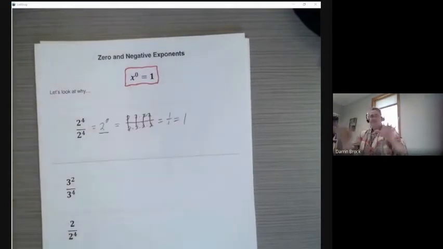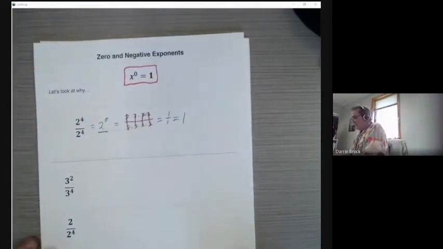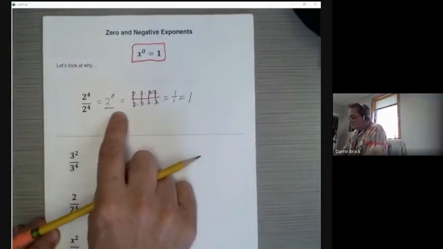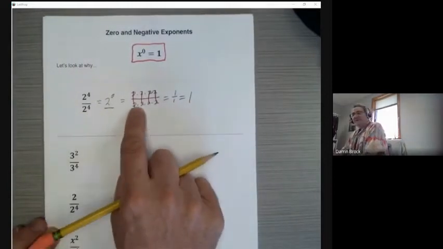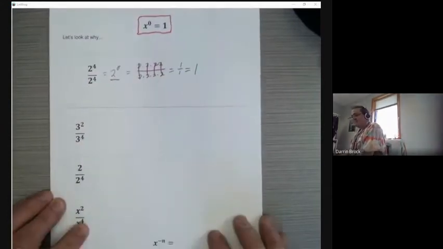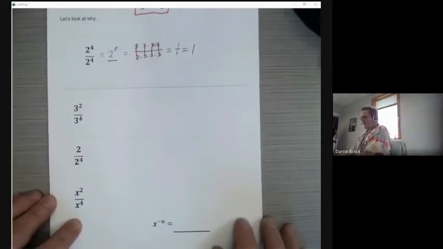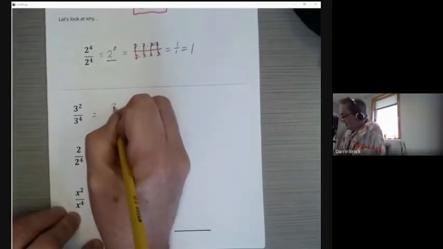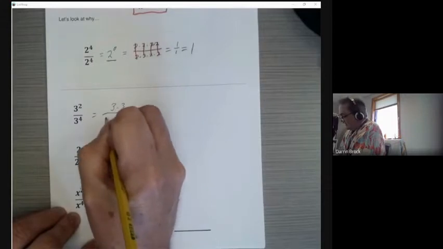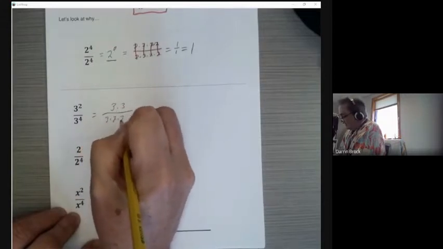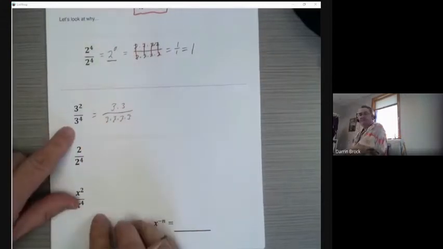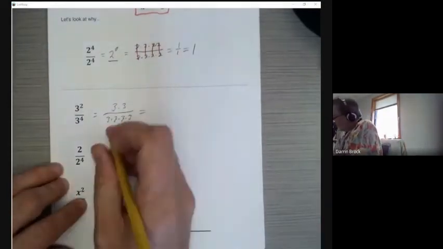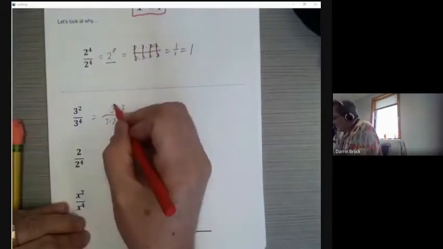All right. So a little more explanation than I gave in the review video, but that's how that works. We knew the division rule, we already proved that, so it doesn't matter what the base is. I want to look at this down here. What happens when the number on the bottom is larger? We have 3 times 3 divided by 3 times 3 times 3 times 3. Well, this cancels out. That cancels out.